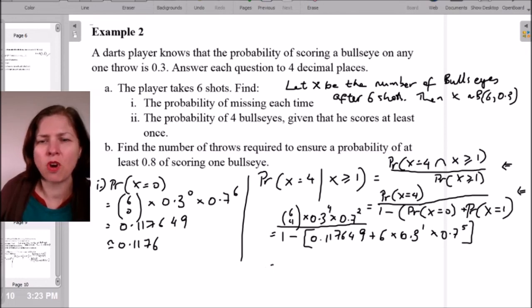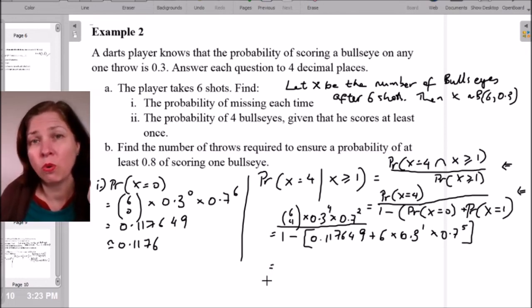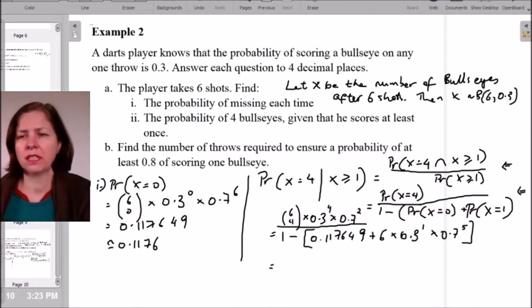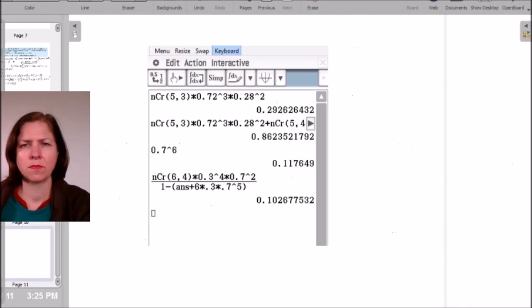Now what I'm going to do is go away and put this all into my calculator. Okay, let's see if I can show you that. So that's what that looks like in my calculator. What you can see there is that I've got the 6 choose 4 times 0.3 to the power of 4 times 0.7 squared, and then on my denominator I've gone 1 minus the answer that was still in my calculator, so I didn't delete it, it was still there. And then I've added the 6 times 0.3 times 0.7 to the power of 5.